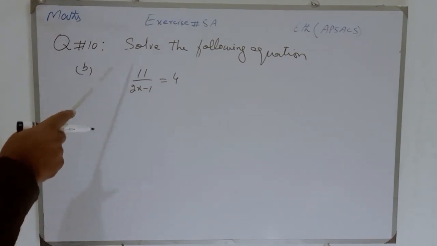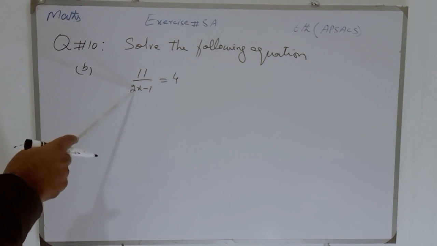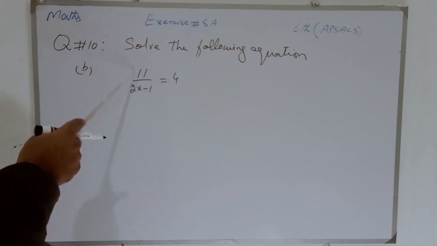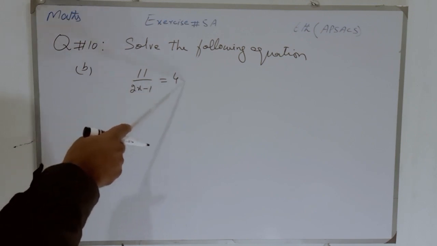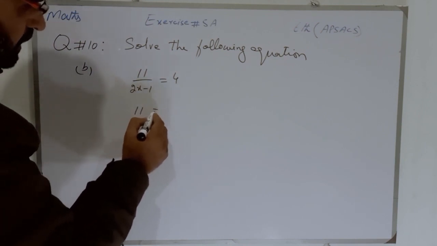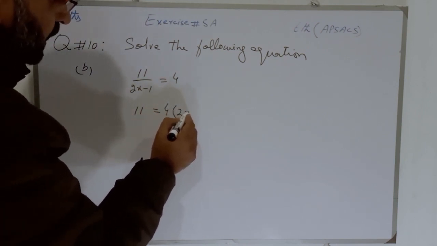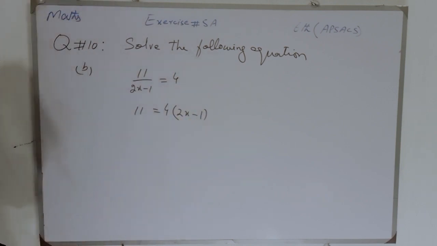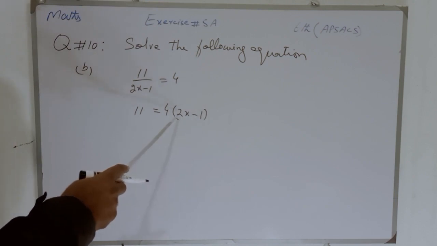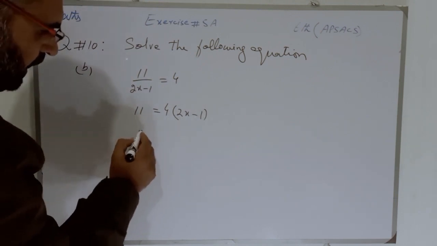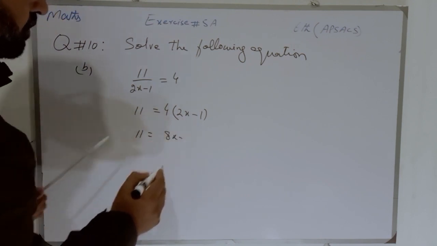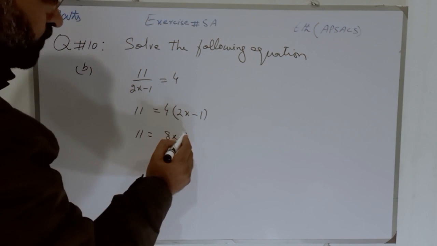Students, B part of the same question is 11 over 2x minus 1 is equal to 4. 2x minus 1 is dividing on the left side. When we transfer it to the other side, it will multiply with 4 and we will get 11 is equal to 4 into 2x minus 1. Now students, this 4 will multiply with both the numbers that are written in the bracket and we will get 11 is equal to 4 2s are 8x minus 4 1s are 4.